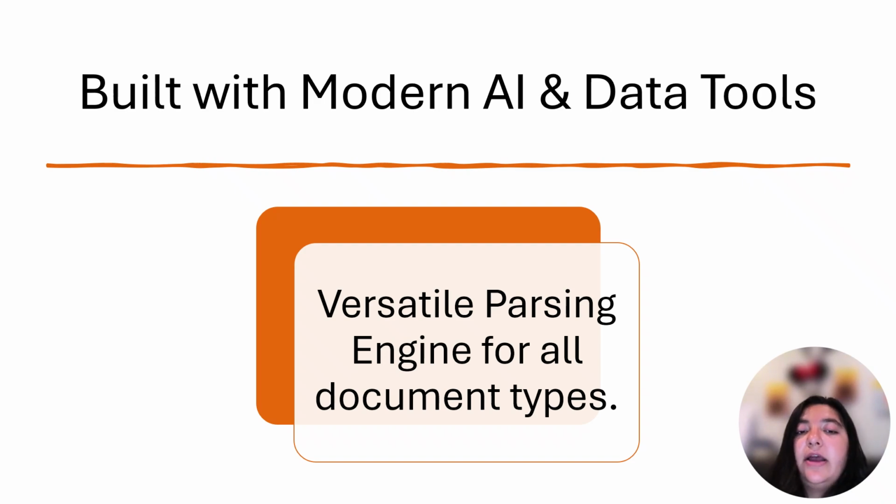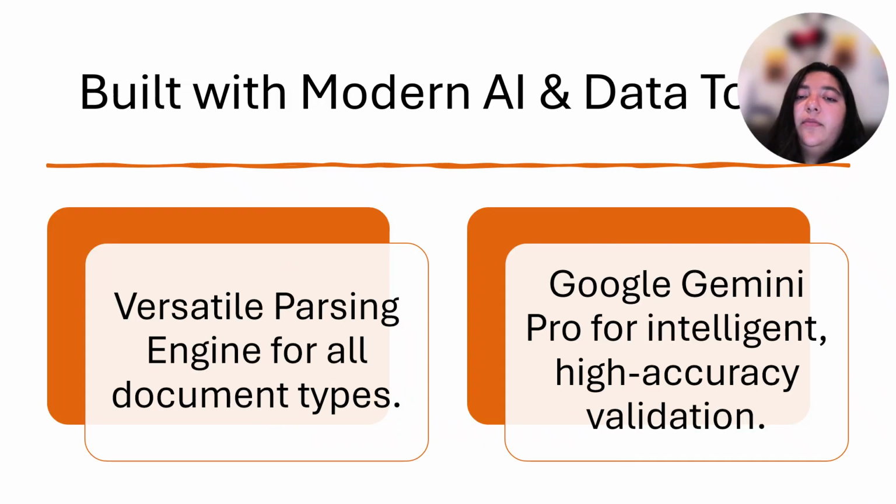So there's versatile parsing engines for all document types. So first, initially, it used to only be able to parse PDFs, but over time, we have developed it to start processing docx or txt files, and we'll keep optimizing it to be able to process multiple kinds of files. We use Google Gemini, which is intelligent and it has high accuracy validation. It isn't open source, but it's easy to get, and we are able to get it in a cost-effective manner.